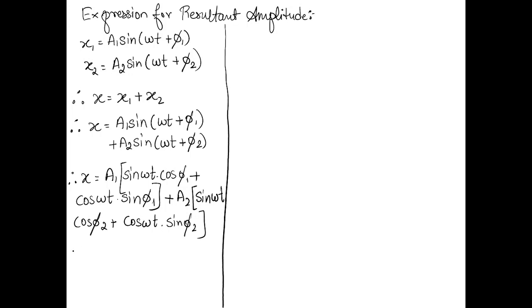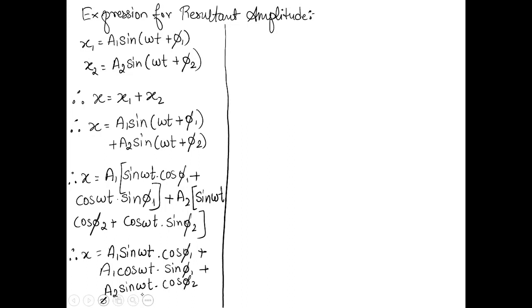So I will get the first term. x will be equal to a1 sine omega t plus a1 sine omega t into cos phi 1 plus a1 cos omega t into sine of phi 1 plus a2 sine omega t into cos of phi 2, and then the last one is a2 cos omega t into sine of phi 2, like this. Okay.